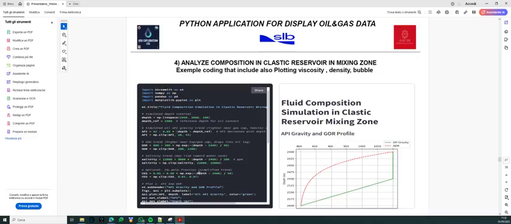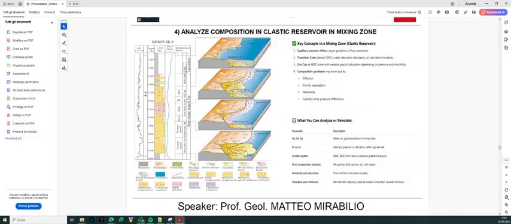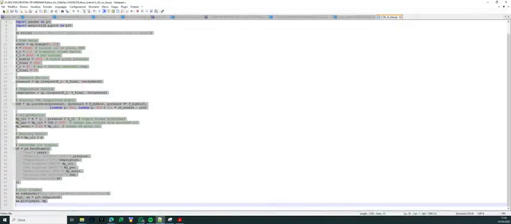Analyze composition. We have an example code that includes also plotting viscosity, density, bubble point, and all parameters we are in this checklist. So for the water, oil and gas, the value of saturation of gas, the value of saturation of water in the mixed zone, and the contact depth. I try to show you.